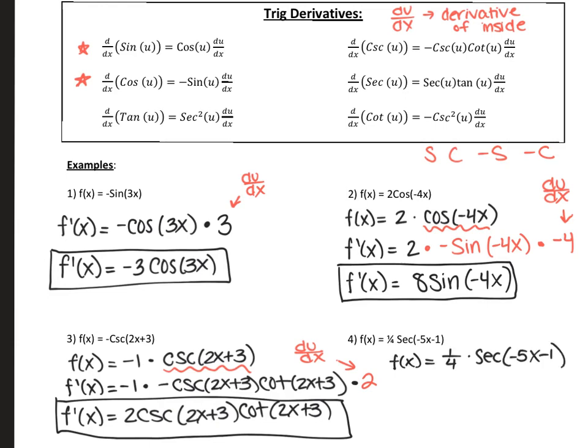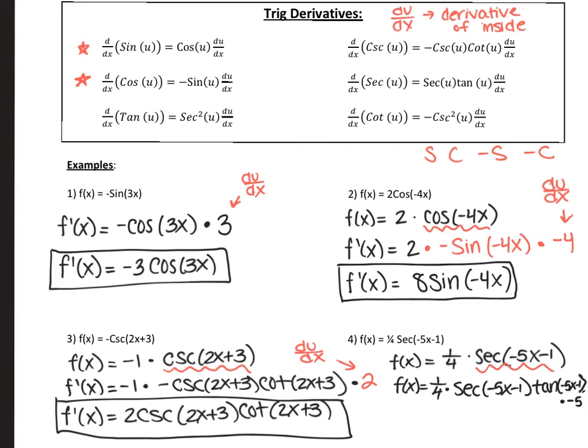And the derivative of secant, if we look up here, is secant tan times the derivative of the inside. So if I'm taking this derivative, the derivative of secant is secant of negative 5x minus 1 times tan of negative 5x minus 1. Don't forget, times the derivative of the inside, so times negative 5. And don't forget to bring down your 1/4.